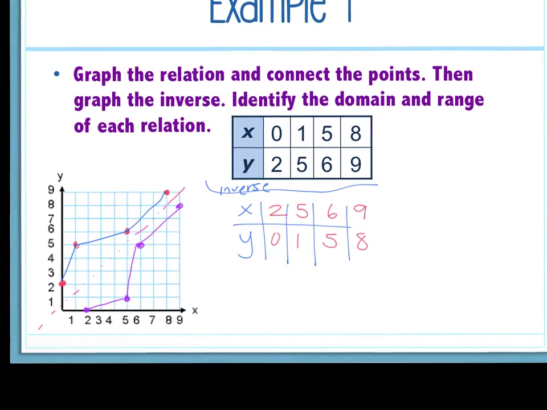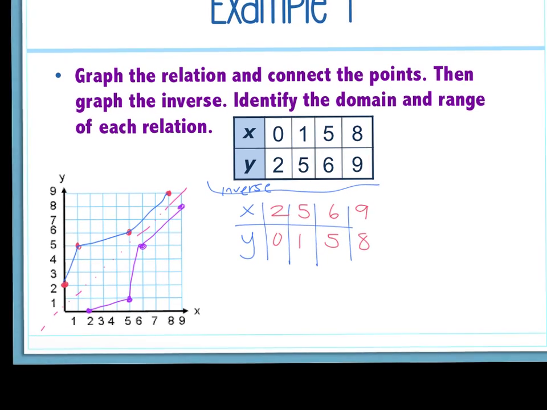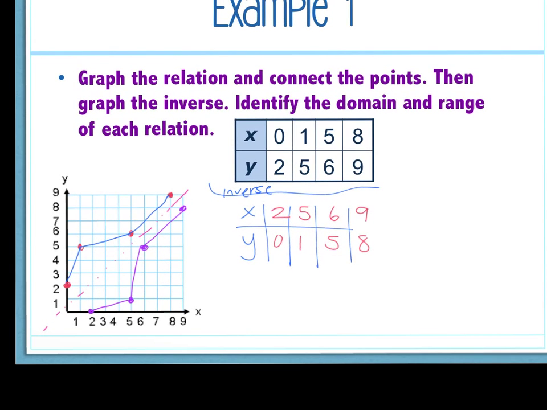So then it says identify the domain and range of each relation. So what's the domain for my initial function? What are the values of domain that I'm looking for?